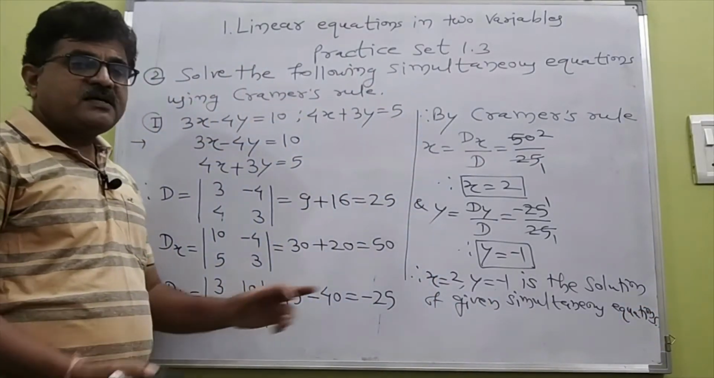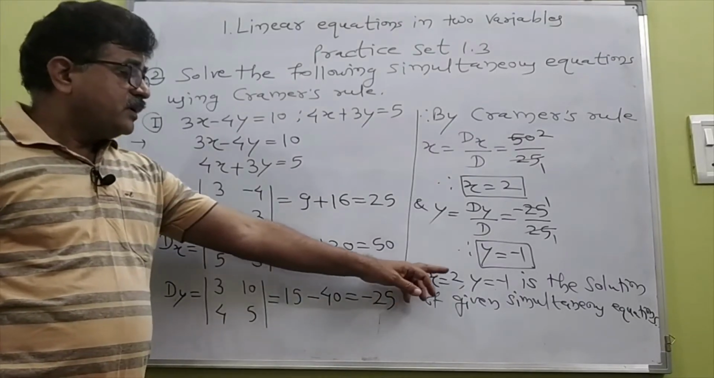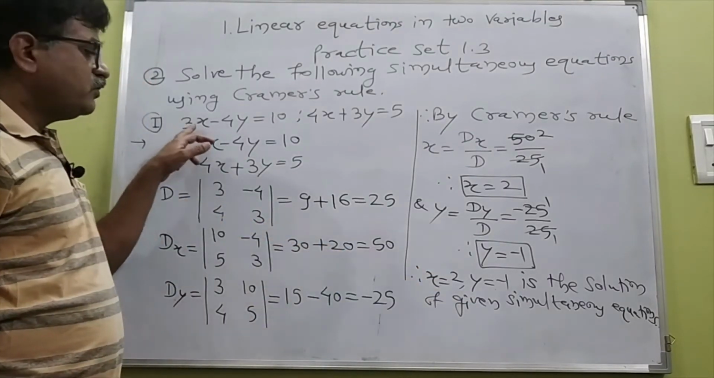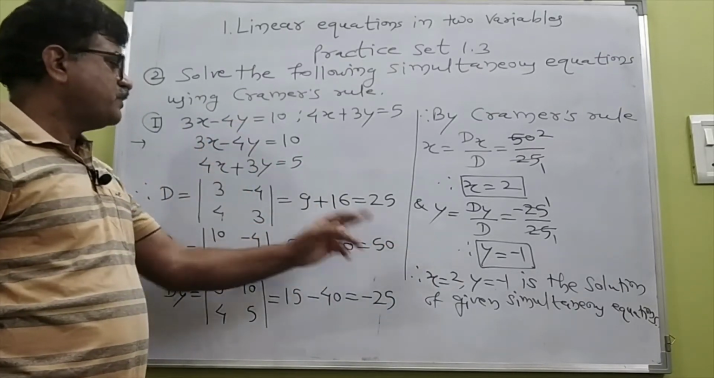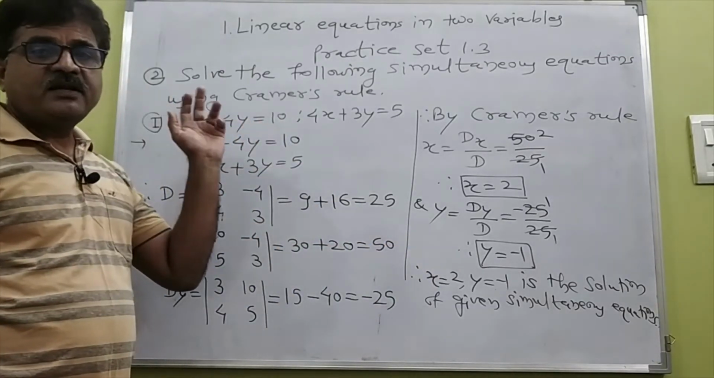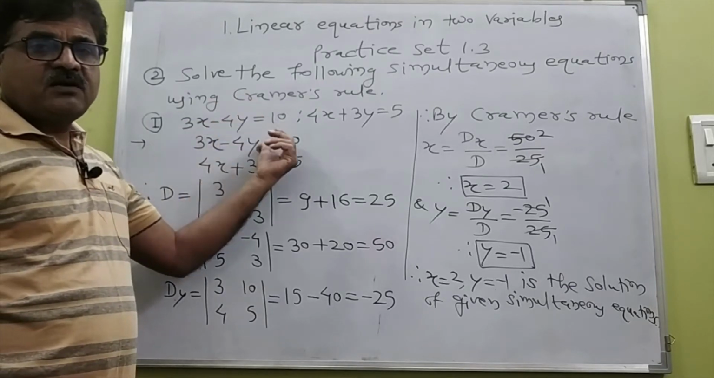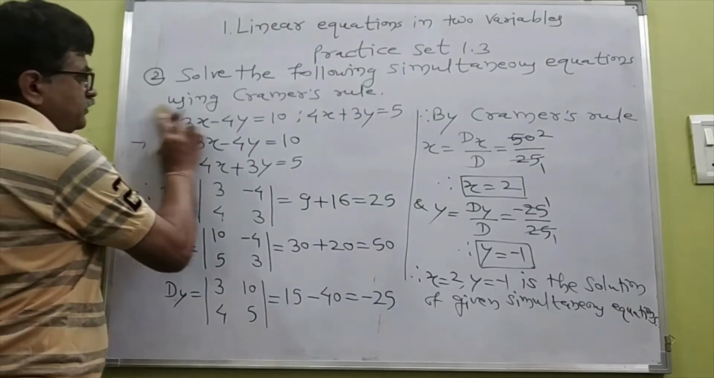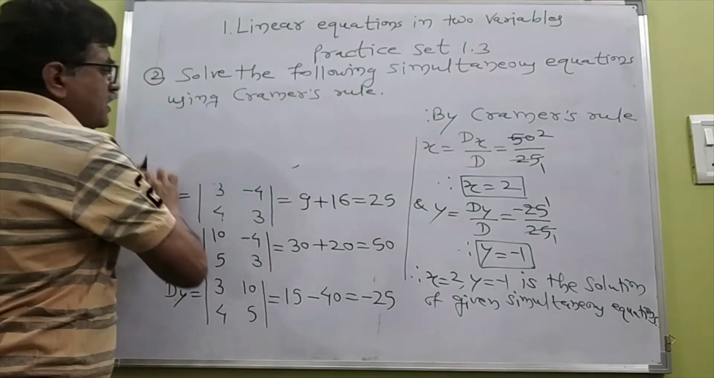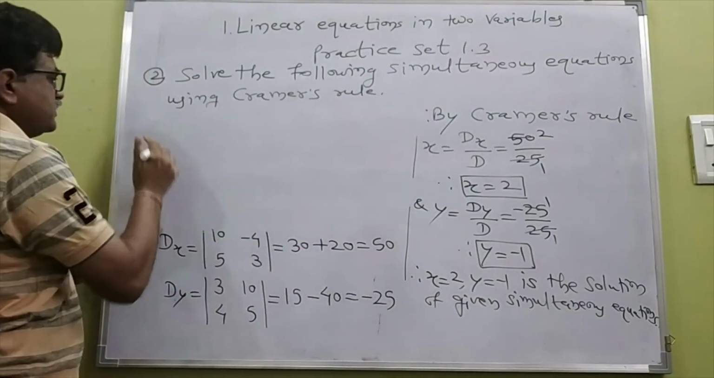We find whether these are correct or not. X value here 2 into 3 is 6, -4 into -1, minus of minus plus 4, 6 plus 4 is 10. Both sides are equal, therefore our answer is correct. Write down number 2, second example.